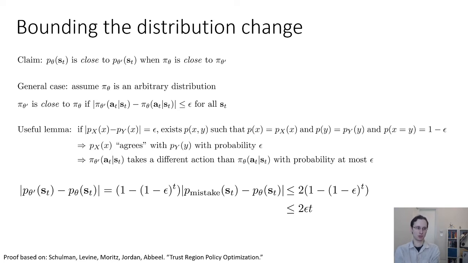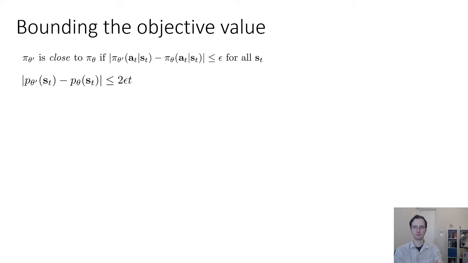Okay, so essentially the trick that we used on this slide was to use this lemma to express the probability that two policies will take different actions in terms of their total variation divergence. So this is the result that we have on the state marginals. What does this tell us about the actual objective value? What we want is to relate the two objectives expressed in terms of advantage values.